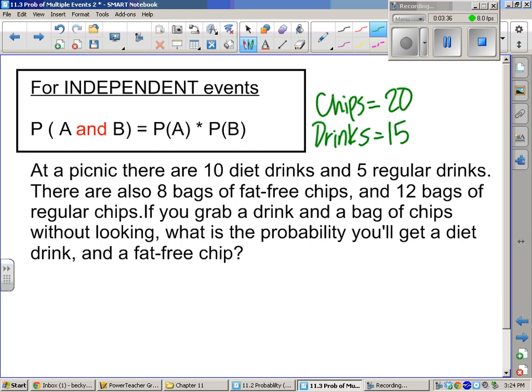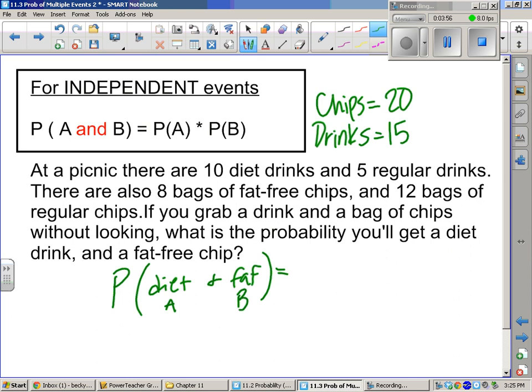Okay, so let's do probability of diet. That can be our event A. Okay. And fat free. F. Well, F, that makes sense. That's perfect. Okay, we know what we're talking about. That's our event B.